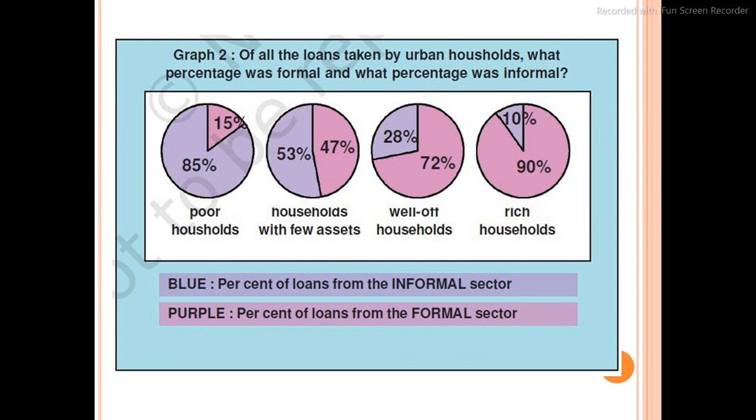By the color indication, the purple is talking about the formal, and the bluish one is talking about the informal sector. So the poor households will always go for the informal. The rich ones, as you are observing here, 90%. I hope you have observed this pie chart or graph.